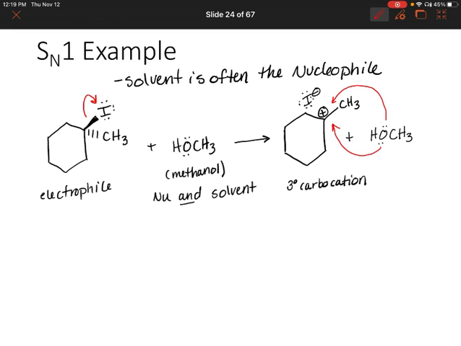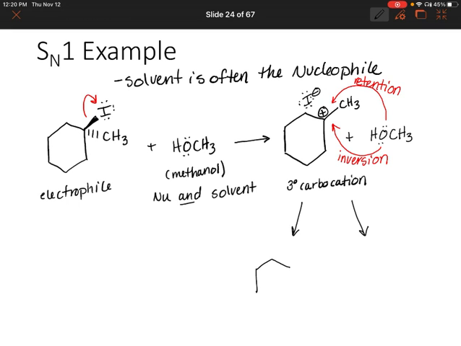Retention, because the iodide was above the molecule, and if the nucleophile also attacks from above, then we're going to retain any possible stereochemistry. Now, what if the nucleophile attacks from below? Well, the only other option is the inversion product. All right, so let's draw those two products.